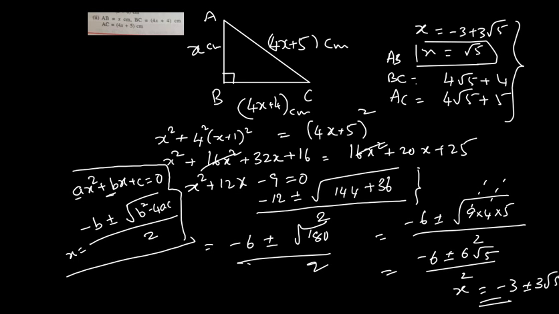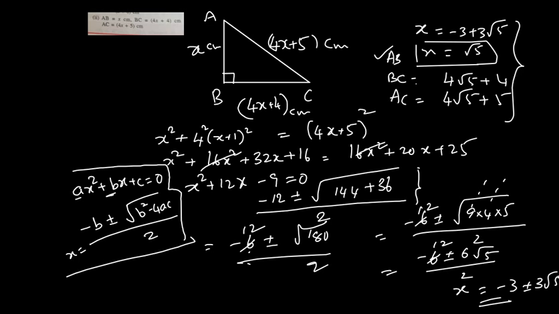b squared 144 minus 4ac, that's 36. 180. I think this is not minus 6, this is minus 12. So you have minus 6 plus 6 root 5. So I still get the same answer. This is root 5 I'll get.